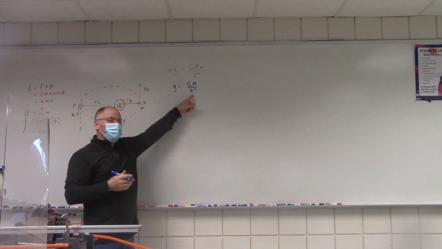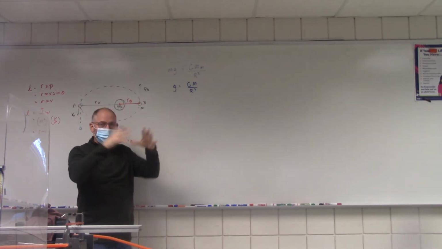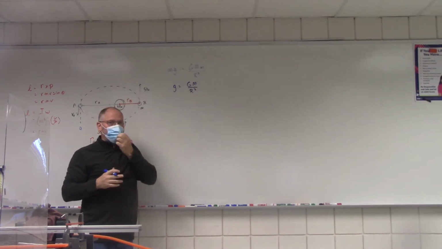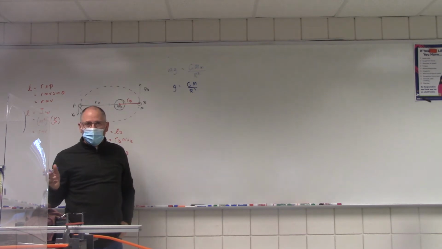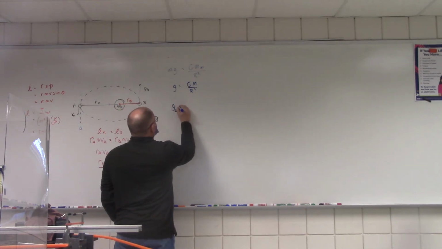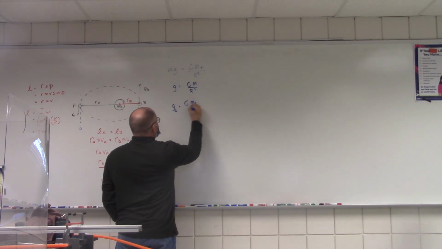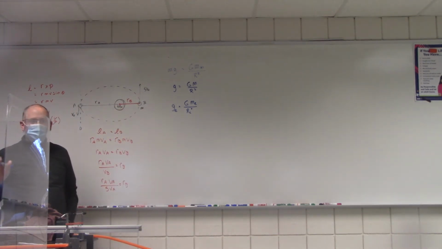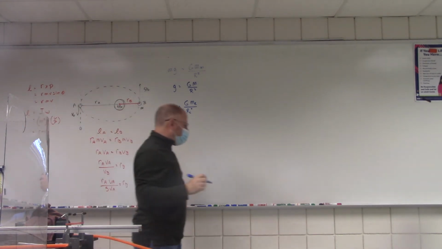R is the distance from the center, and if you're on a planet, that would be the radius of the planet. M is the mass of the planet, and G is the universal gravitational constant. Is that cool? So for Earth, g for Earth is equal to G times the mass of Earth all over the radius of the Earth squared. Is that cool? Now, we talked the other day about escape velocity.